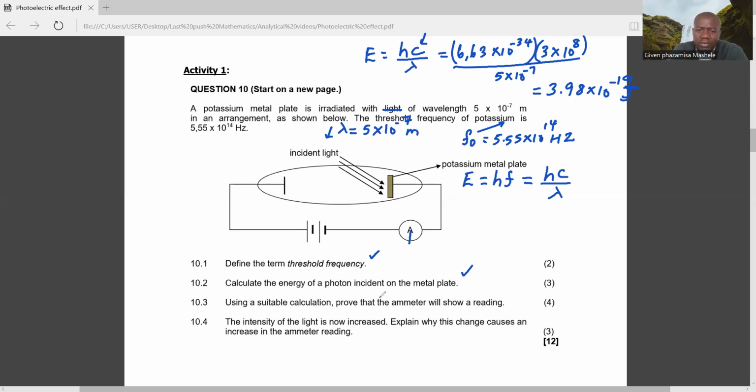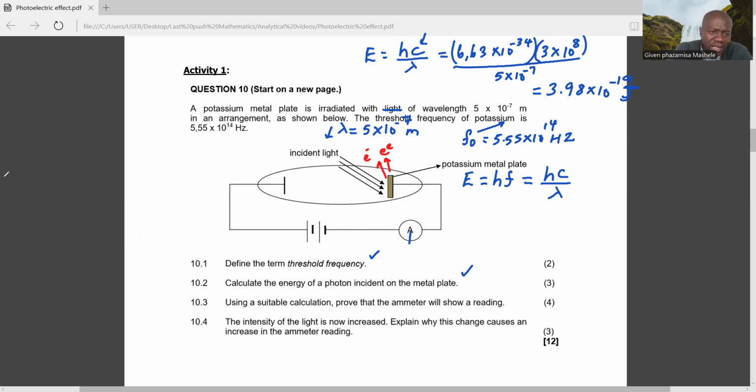It says, prove that the ammeter will show a reading. Remember, the ammeter will only show a reading if there are electrons being ejected. If electrons are being ejected, then the ammeter will show the reading. So let's now check whether the electrons were ejected or not.